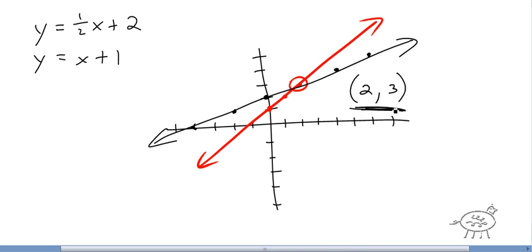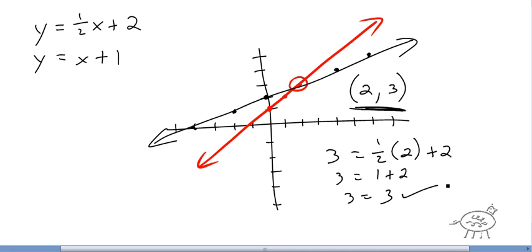Again, it's really easy to check it. You plug the x and the y into there, so let's do that. 3 equals 1/2 times 2 plus 2. So 3 equals, 1/2 of 2 is 1, so 3 equals 3. So that works for the first one. And we'll check the second equation. Just plug in, we have 3 equals 2 plus 1, so 3 equals 3. That works too. So I know for sure this is my solution, this guy right here, 2 comma 3.